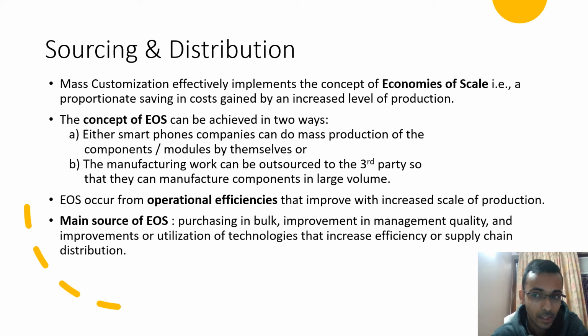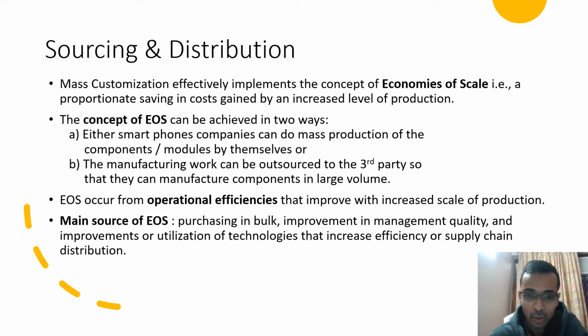So there are two ways we can achieve economies of scale. Way number one is that the smartphone manufacturing company can do mass production of the components or the modules by themselves, because this will be economical for them when they go for bulk production, since they go for bulk purchase, bulk acquiring of the raw material, which adds to the discount for them. Or the second option could be that the manufacturing work can be outsourced to a third party, so that they can manufacture the components in large volume, and the smartphone companies can just do the assembling of the final product.